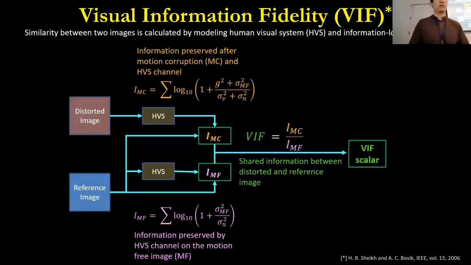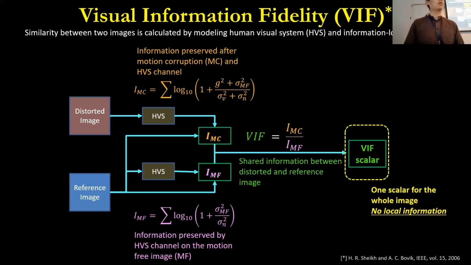So let's start with the similarity metric we want to recreate, the visual information fidelity, or the VIF for short. It basically calculates similarity between two images by modeling the human visual system and the information loss process. Both the distorted and the reference image are passed through the human visual system channel to compute the information preserved. And the VIF will simply be the ratio of the information contained in the distorted image to that contained in the reference image. However, as mentioned before, this VIF is just one scalar for the entire image, so it does not provide any local information.